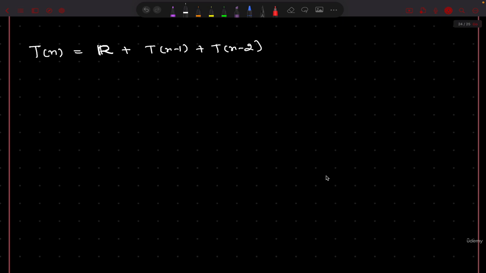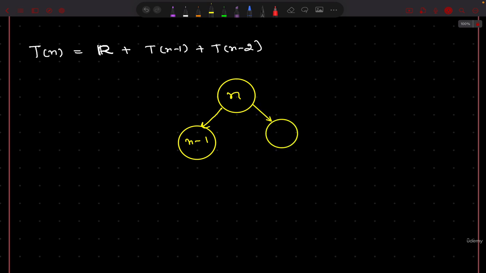So let me try to draw it. The recursion tree is going to look something like this. N, it's going to call for n minus 1, and it's going to call for n minus 2. Similarly here, if I also see n minus 3, n minus 4, oh sorry, my bad, n minus 2, and this should be n minus 3. Let me move it and write it properly.